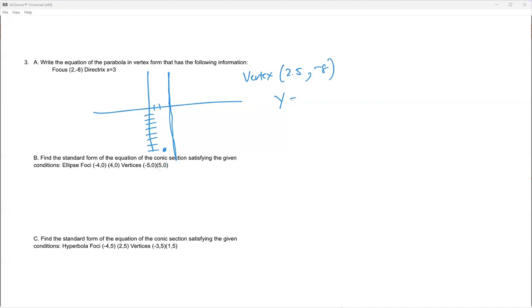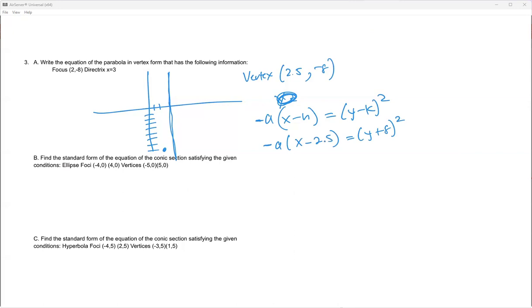So y is squared, so it'll be x minus h equals a times y minus k squared. And we know that the a is negative. So we go with negative a, and x minus 2.5 equals a times y plus 8 squared. So that's what we have. We just need to find the a.